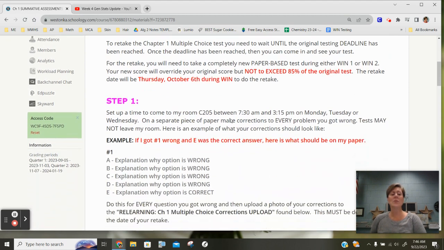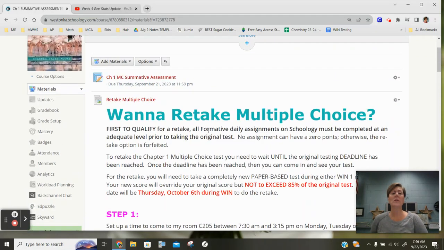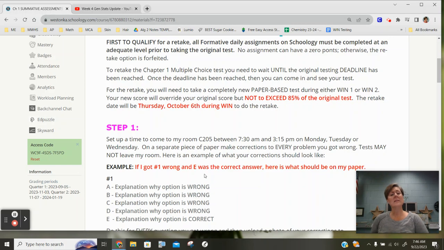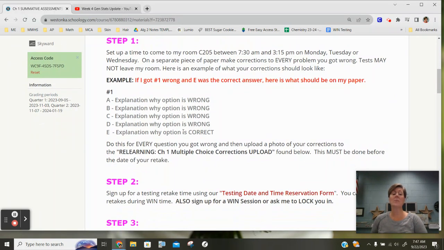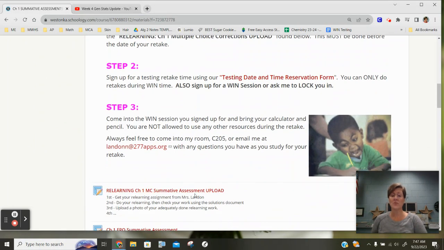Now, step 2. For you guys, it varies depending on which test you're taking. So if you look here, if you want to retake the multiple choice, you would read these directions. Basically, what you need to do is come in for the multiple choice, get your exam, find the ones you got wrong, and make corrections for those. And it talks about here how to go ahead and make those corrections. Okay, once you've made those corrections, you are going to upload that as your relearning. That relearning would go here for the multiple choice portion.